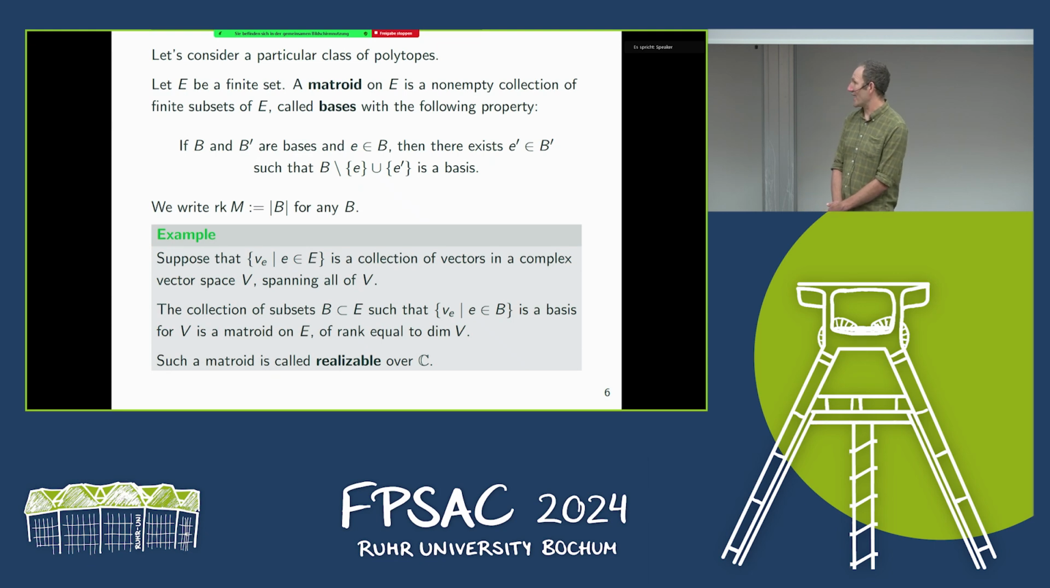The example to keep in mind, again, we've seen this earlier, but I'll say it again. Suppose I have a bunch of vectors in some vector space that span it. Maybe I have a 15-dimensional vector space, and I have 100 vectors in that 15-dimensional vector space that span the set. A set of 15 of those vectors may or may not be a basis. Some of them are, some of them aren't. And the data of which ones are is a matroid. So the collection of subsets such that the corresponding vectors form a basis is a matroid, and the rank is equal to the dimension of the vector space. Such a matroid is called realizable over C if it's a complex vector space.